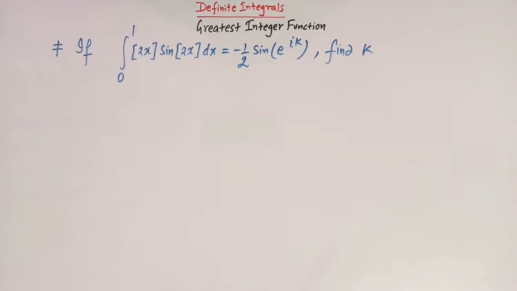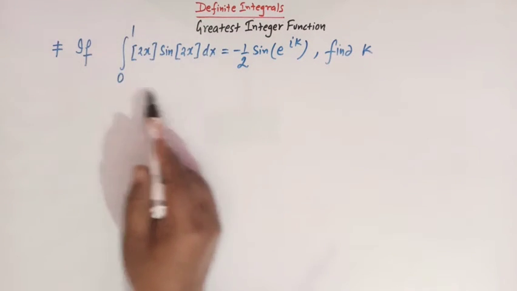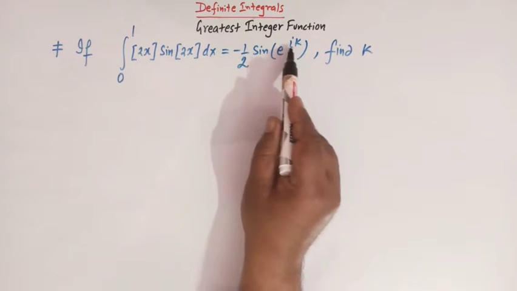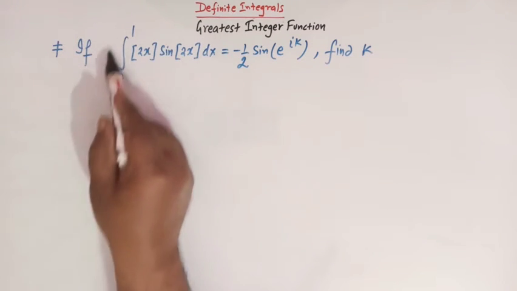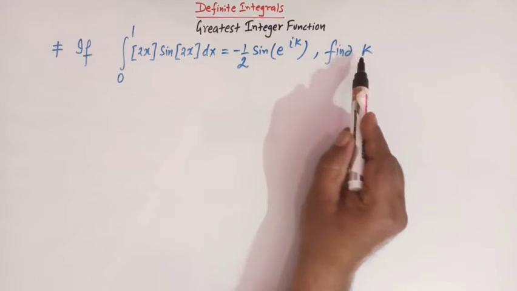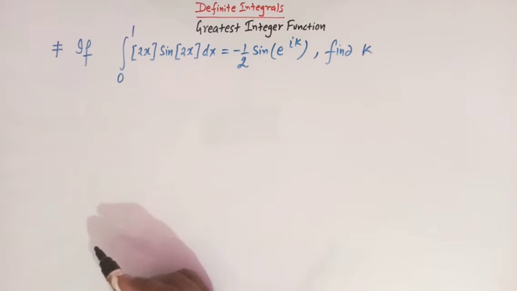Hello viewers, in today's class we are going to discuss one important conceptual problem from definite integrals. Here we have to find the value of k when the value of this integral is given as minus half sine e raised to iota k. Here i is the complex number, and we are given the value of this integral equal to this expression, and we have to find the value of k. And here this symbol denotes the greatest integer function.